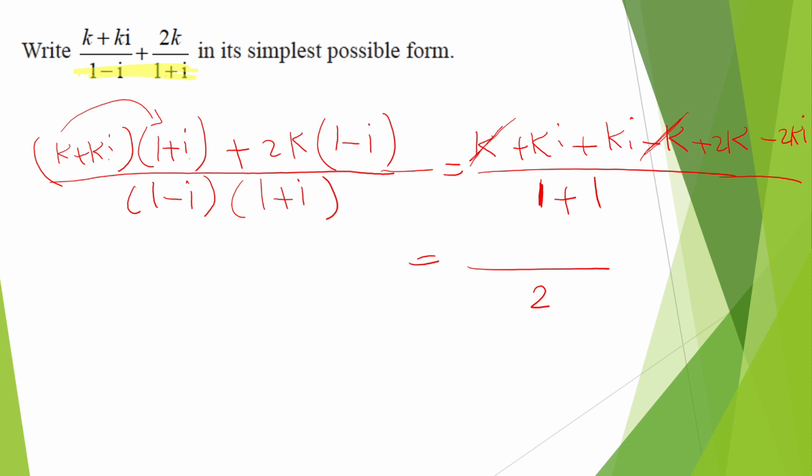So you've got positive 2ki and positive 2ki, and we've got negative 2ki, so that will cancel out. So only left is 2k. This with this will cancel, and that's why the answer is k.